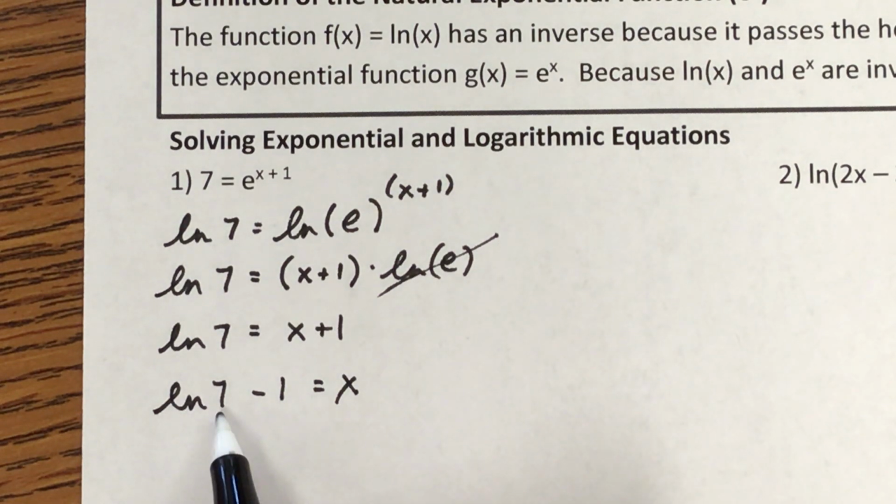Now, natural log of 7 is a constant number. There's no x's or other variables in here. So this is natural log of 7 minus 1. This does not become natural log of 6. The 1 does not get subtracted in here.